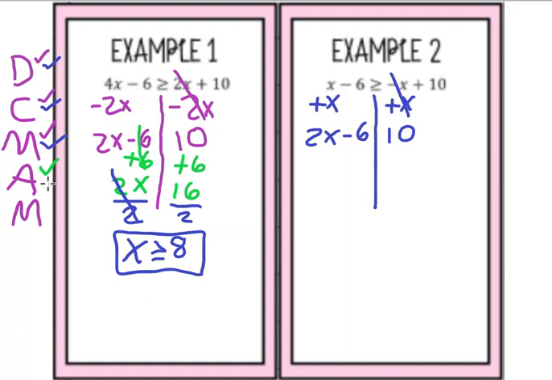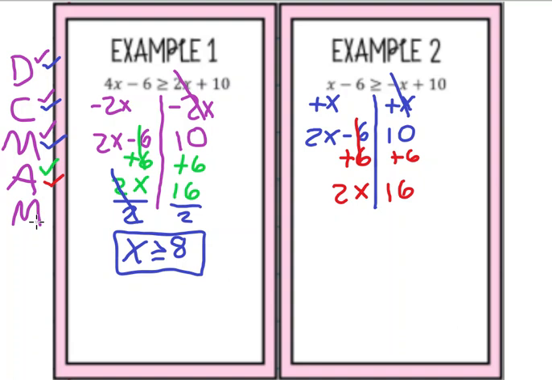All right, my next step is add or subtract. I always do the opposite. So this says minus 6. The opposite of a minus 6 is a plus 6. And I do that to cancel those out and leave me with 2x. Whatever I do to one side, I have to do to the other side. 10 plus 6 would give me 16. And I'm done with my adding and subtracting step.